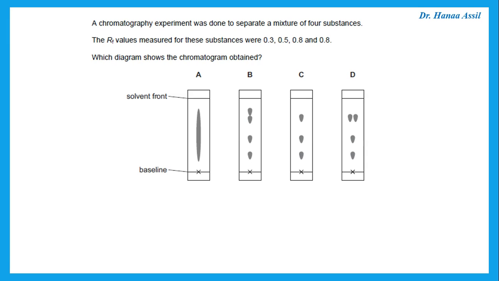You have to remember that if spots have the same RF value, they will appear as one spot on the chromatography paper. They will be on top of each other, not next to each other. So my answer is C, not B and not D. The substances in B, the two spots on top of each other, will have different RF values. D, the spots that have the same RF value do not separate into two spots. They have the same RF value, so they will be on top of each other. That means they will cover each other. So my chromatogram will be C.